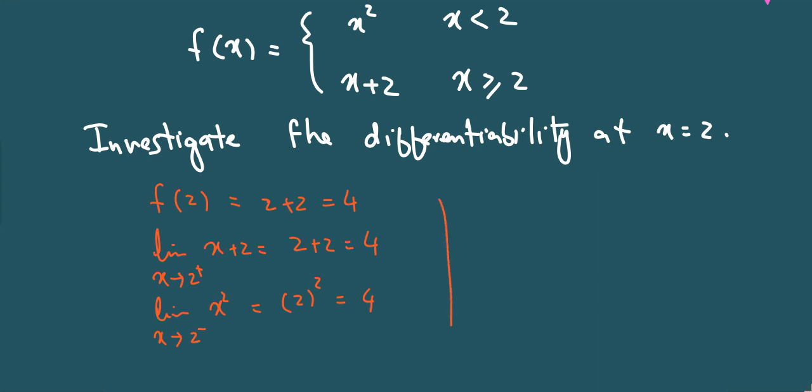So now we can easily see that f of 2 and the limit value, limit x tends to 2, f of x, they both are equal and the answer is 4, right? So this is very obvious that the function is continuous. Clear? So the function is continuous, it is satisfying the first condition, right?